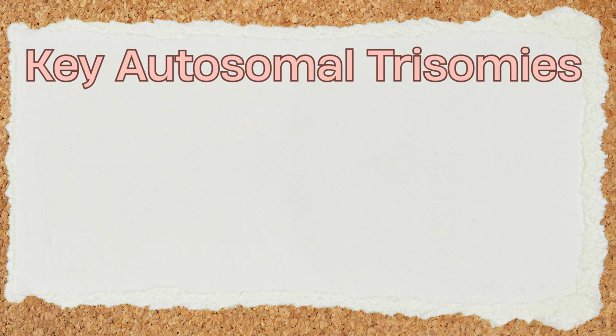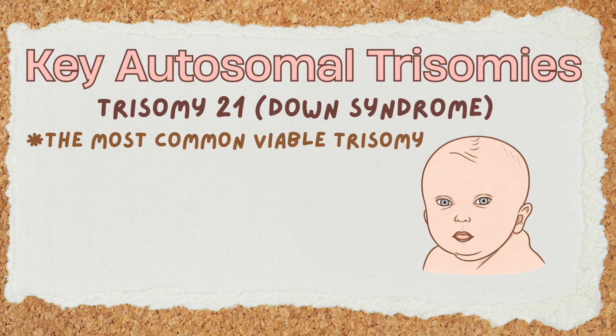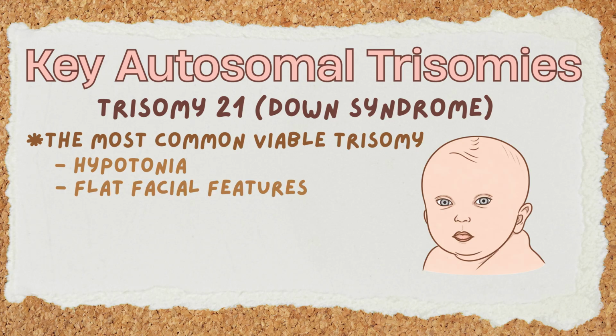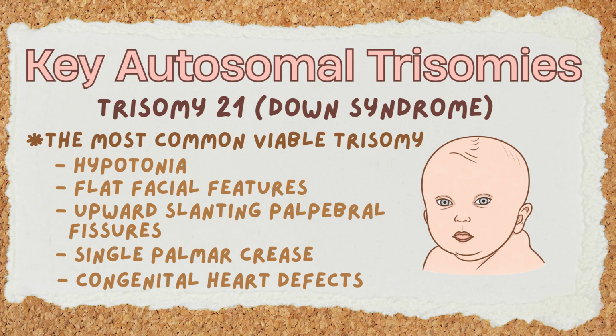Now let's walk through the big three autosomal trisomies. First, we have trisomy 21, or Down syndrome. This is the most common viable trisomy. So when you hear trisomy 21, think hypotonia, flat facial features, upward slanting palpebral fissures, a single palmar crease, and congenital heart defects, especially an AV canal.